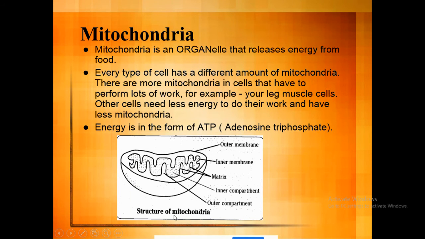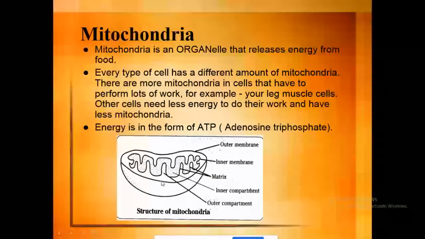So here is a diagram of the structure of the mitochondria. You can see it is a tub-like structure. It is double membranous. The outer one is known as the outer membrane, and the inside one is known as the inner membrane. So this space is known as the outer chamber, and this dotted chamber-like shape is known as the inner compartment. One more thing, the mitochondria has its own DNA.